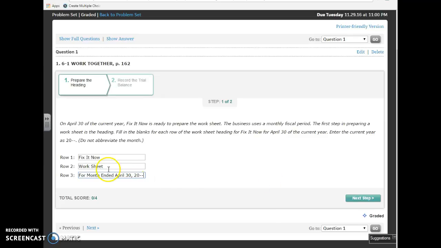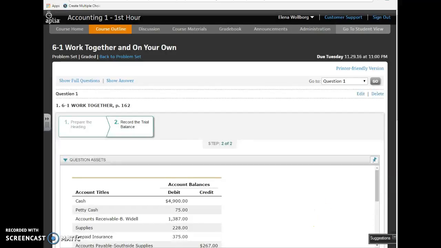Again, if you're still kind of unclear as to what a worksheet is and why we're preparing it, please take a look at your notes. Also, please take a look in chapter 6 in the book when they talk about why there is a need to prepare a worksheet. Okay, so let's go ahead and go to the next step.